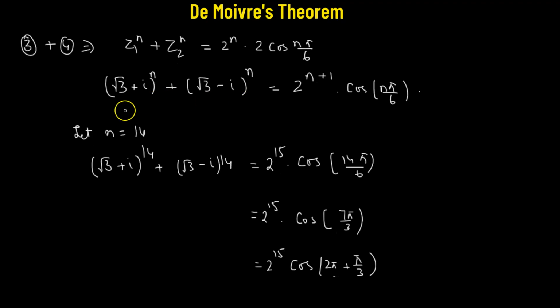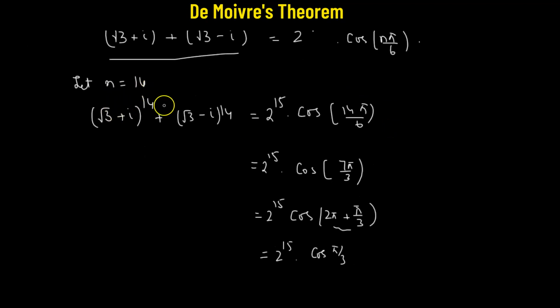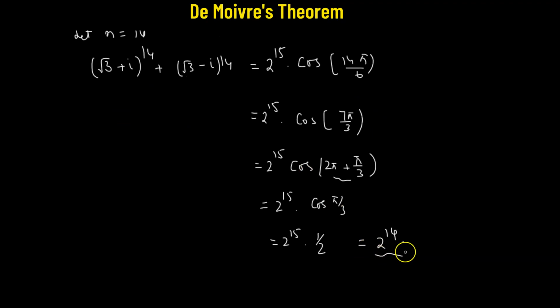So that means our simplified value of this particular expression is 2 raised to the power of n plus 1 times cosine of n pi over 6. And whenever we have n equal to 14, our final value is going to be equal to 2 raised to the power of 14.